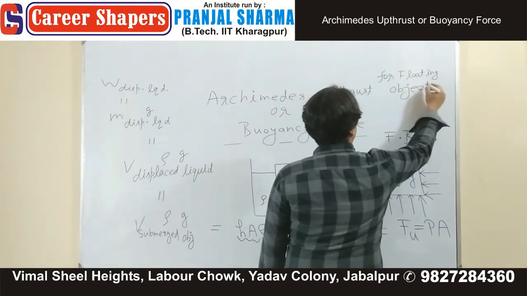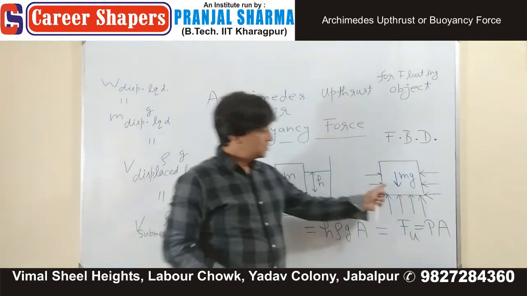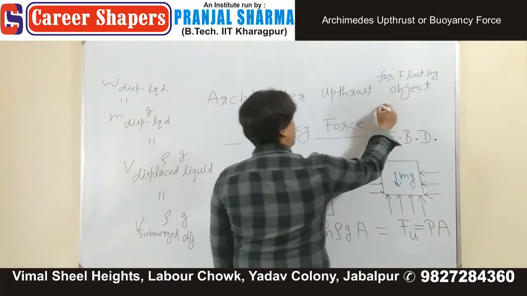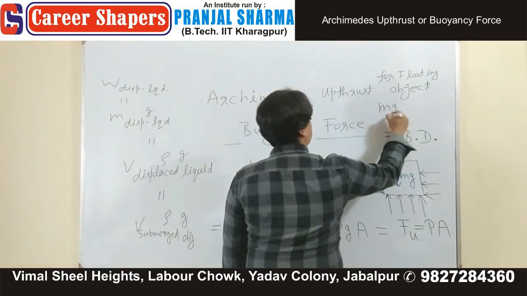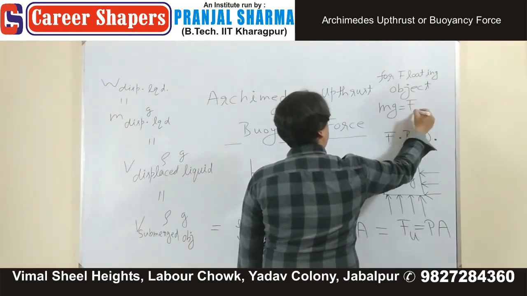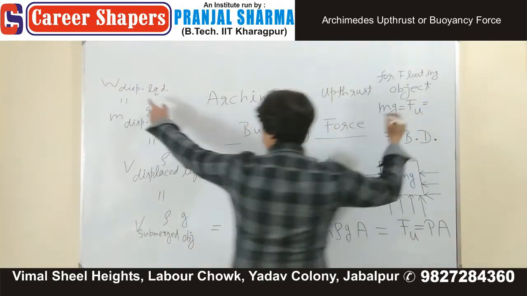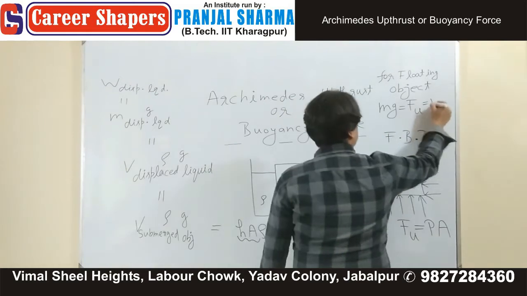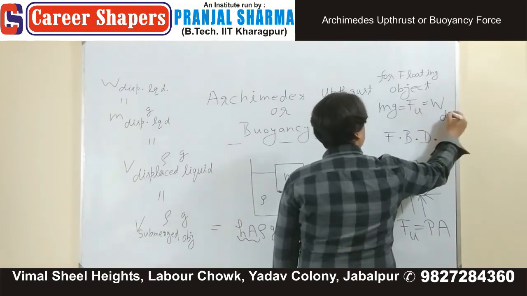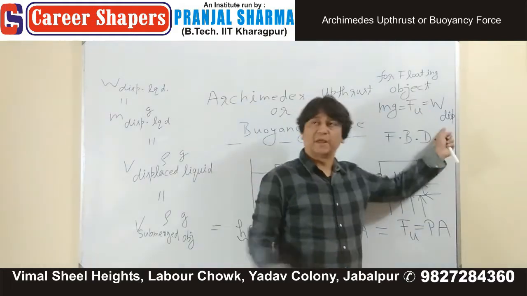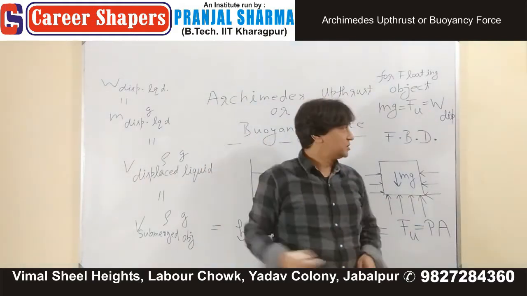For a floating object, its weight should be balanced by the upthrust. Mg is equal to what? Fu. What is Fu? Weight of displaced liquid. Remember, this is W displaced, this weight of displaced liquid.